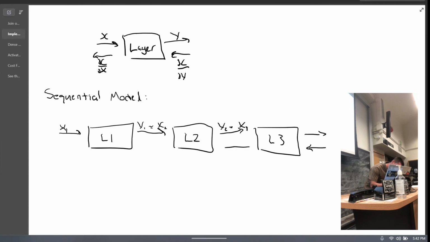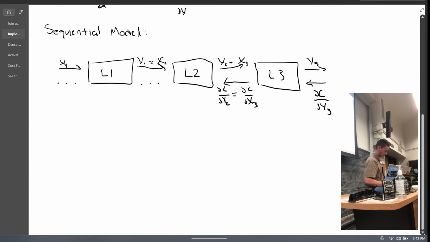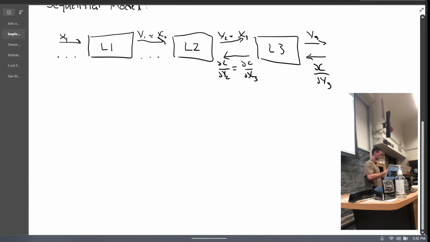Then we go backwards. We have some derivative here, and we pass that backwards. We get the derivative with respect to the input, and that's going to be the derivative with respect to the output of the previous layer. That's how our model propagates, and then we just continue that process.